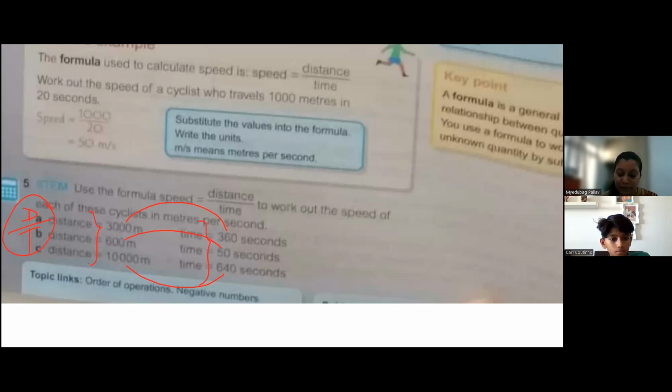Tell me what we'll get for the first one. A part, 3000 divided by 360. Whenever you see zeros in the numerator and denominator, just cut them first. And then you can simplify it further. Whatever common factors you see between 300 and 36, just cut them first. 300 and 36. We have cut the zeros.